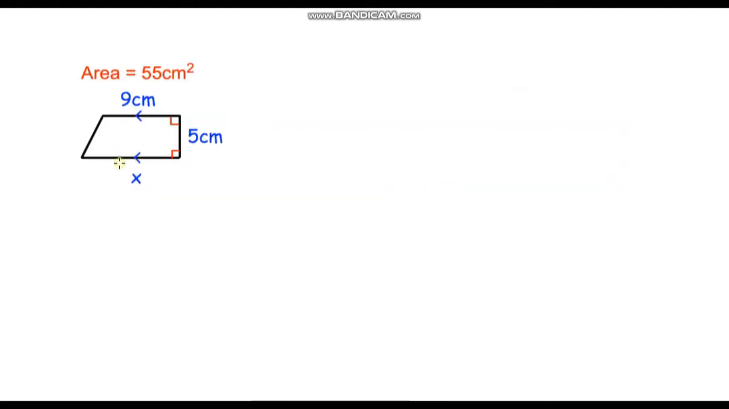Okay, let's do another one, but this time, one of our parallel sides is missing. So we know to calculate the area, we're going to add the two parallel sides. So we're going to do x plus 9, and then divide by 2, and multiply that by our height, which is 5, and then that equals the area, which is 55. So this time we just need to work out what the missing length is.